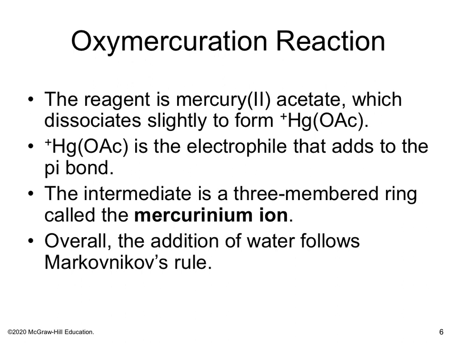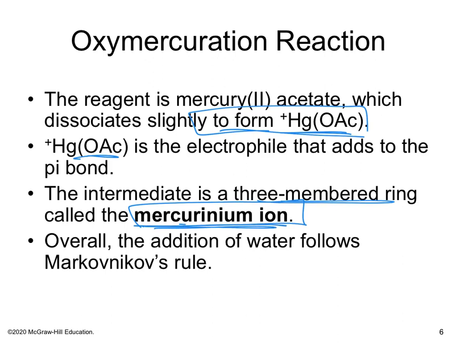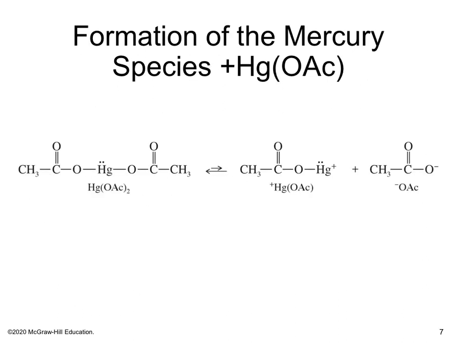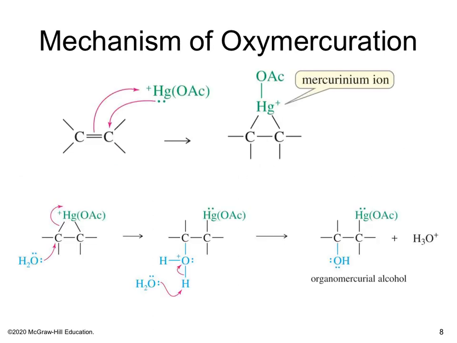All right, so they're just talking about mercury acetate. You're going to add this mercury acetate to one of the carbons, and you're going to make a three-membered ring, the mercurinium ion, and it's going to follow Markovnikov's rule. So this is just your reagent here. Mercury is associated to two of these acetate ions, and they're kind of in equilibrium with this. Okay, so here you have the mercurinium ion. It's a three-membered ring, and then the water is going to do a ring opening, and then you get deprotonation. So this is step one.